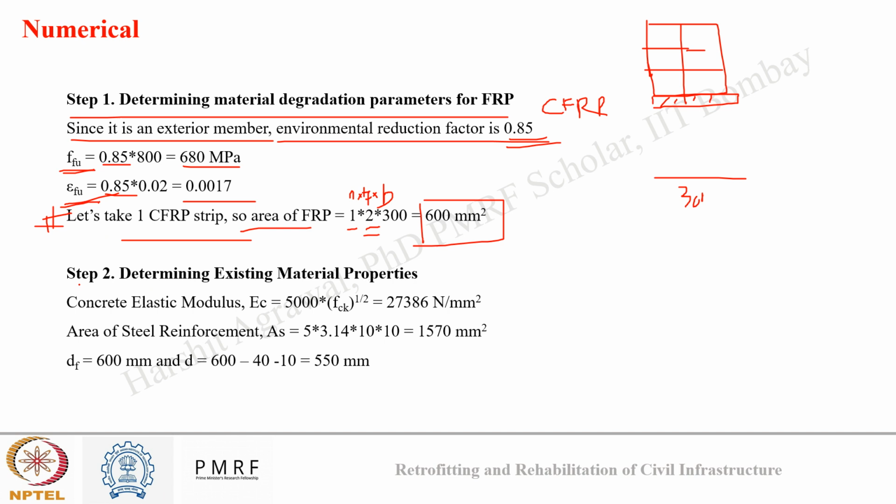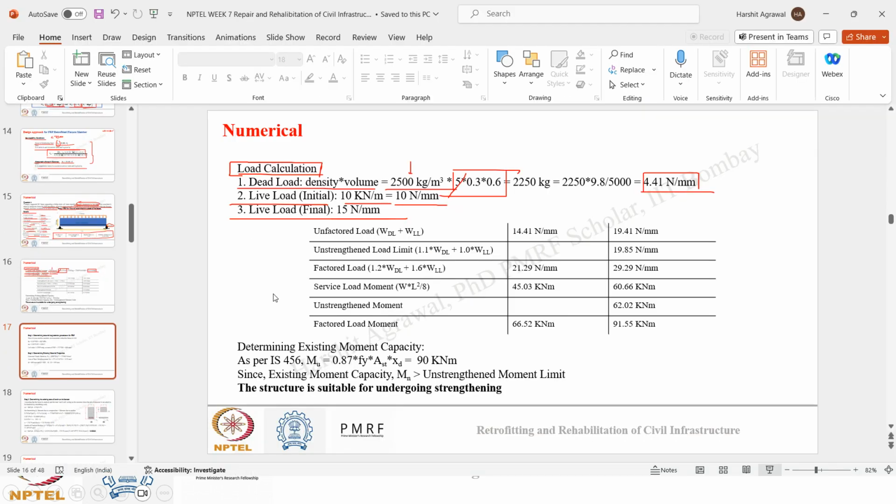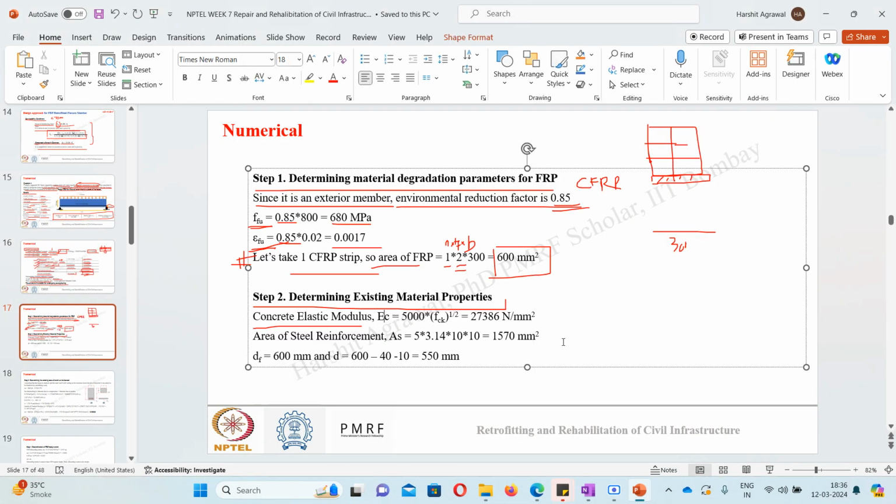This is my first step, that I have determined the material degradation factor and I have chosen one design of CFRP. Now the second step is determining the existing material properties which are still unknown to us. What is unknown to us? The concrete elastic modulus we still don't know. As per IS 456, the modulus of elasticity of concrete, Ec, is nothing but 5000 root fck. So that will be 27,386 Newton per mm square.